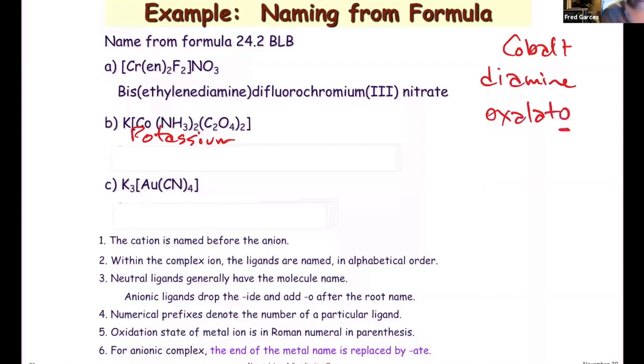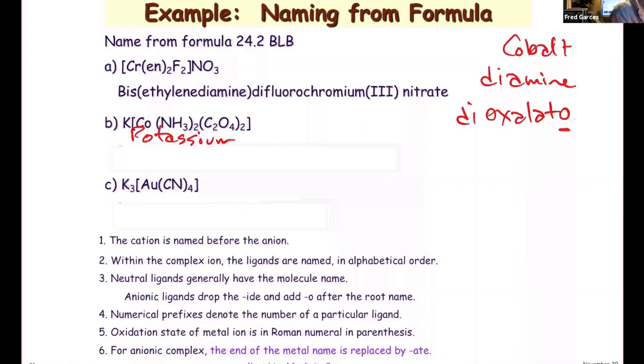Notice I give it an O ending. Oxalato ligand, and there's 2 in front of that, so it's a dioxalato. Okay, and it looks like that's it. So for the name of this particular chemical, let's figure out the oxidation state for cobalt.